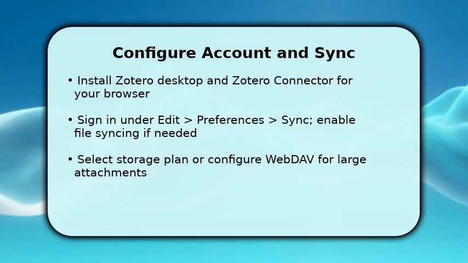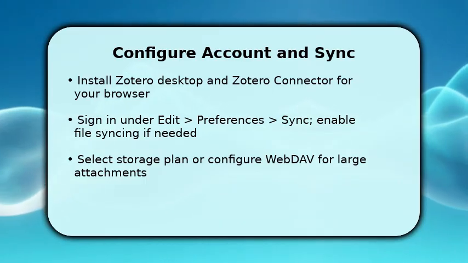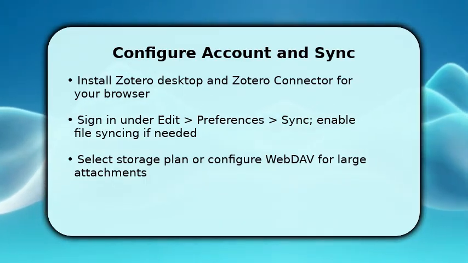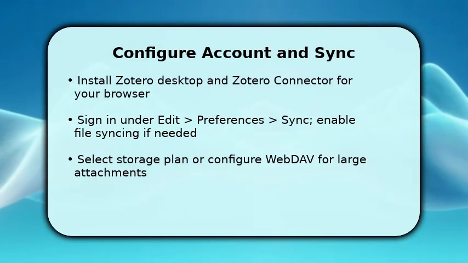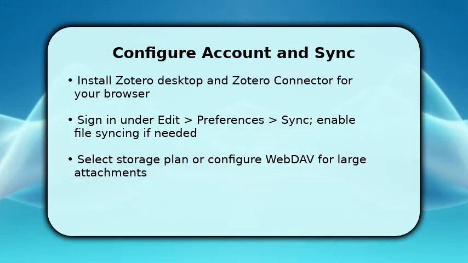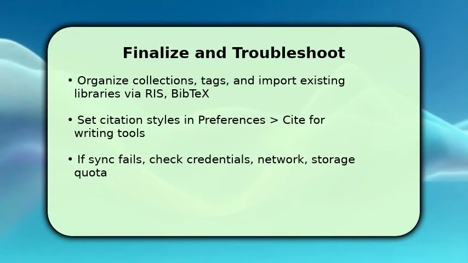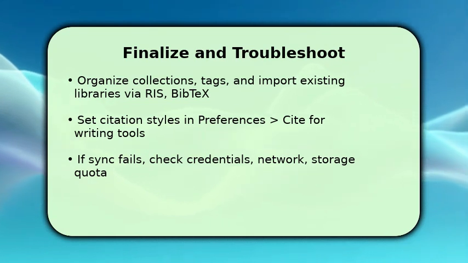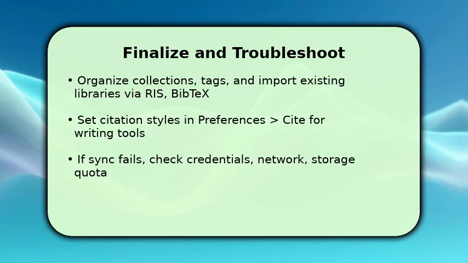Once done, test by saving a web item with the connector. You should see it appear in the desktop library. If you plan to collaborate, set up group permissions. Finish by organizing collections and importing any existing references via RIS, BibTeX, or direct import. This makes your library usable immediately.